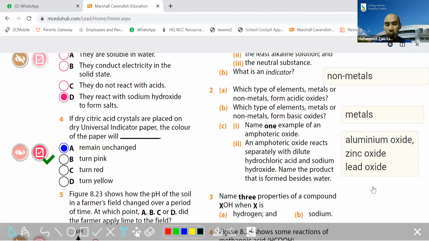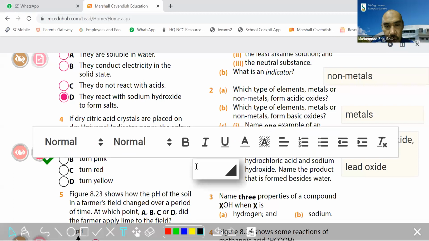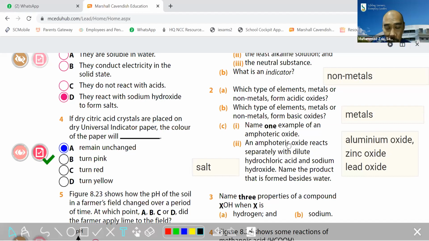Name the product that is formed besides water. The product here is actually just salt. But the problem is that it reacts with sodium hydroxide, where you are not required to know the name. So we just put a generic product. We call it salt. So amphoteric oxide reacts with acid to form salt and water. It can also react with sodium hydroxide, which is an alkali, to form salt and water also, right? Okay, let's move on to the next question.